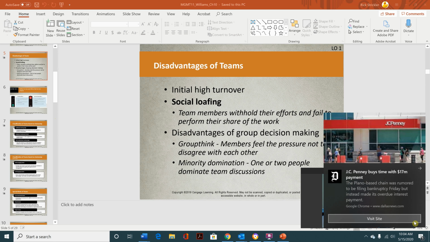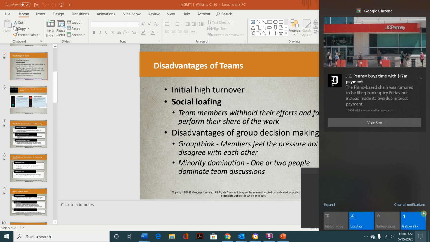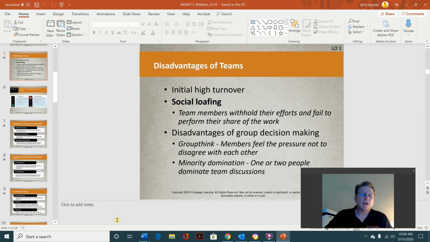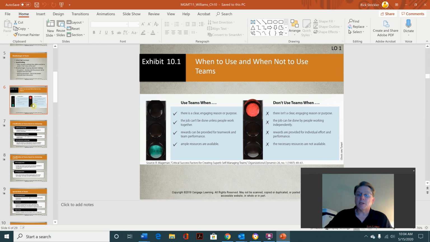Oh, and there's J.C. Penney's buying time with a $17 million payment, even though they're declaring bankruptcy. If you want something interesting, look at the stock of J.C. Penney and jot down how much it would have cost you to buy 1,000 shares of J.C. Penney, say back in 2000, and then see how much that's worth now. And you know why the stock market is much like a casino.